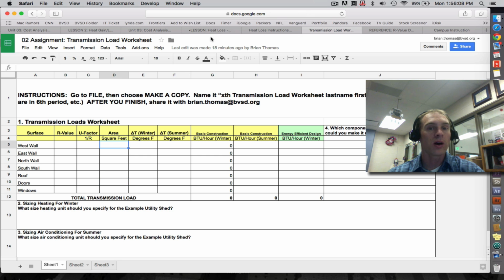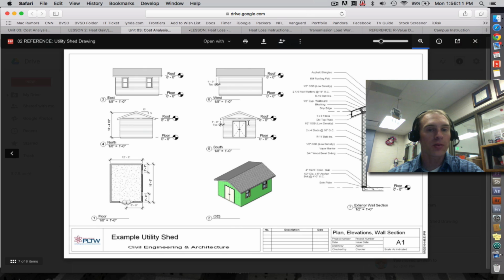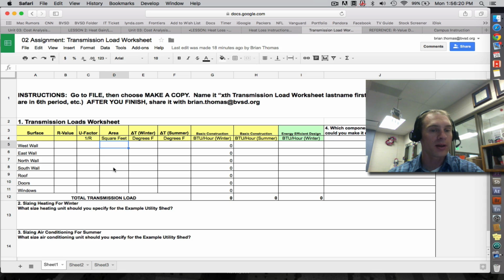So what you're going to do on the south wall is figure out the area of the wall and subtract the area of the door, and that will be what you put in for the south wall. Then you'll add the area of the door right here. You put the area of the door here, and then that total will come out over here. So you have each component listed in here.